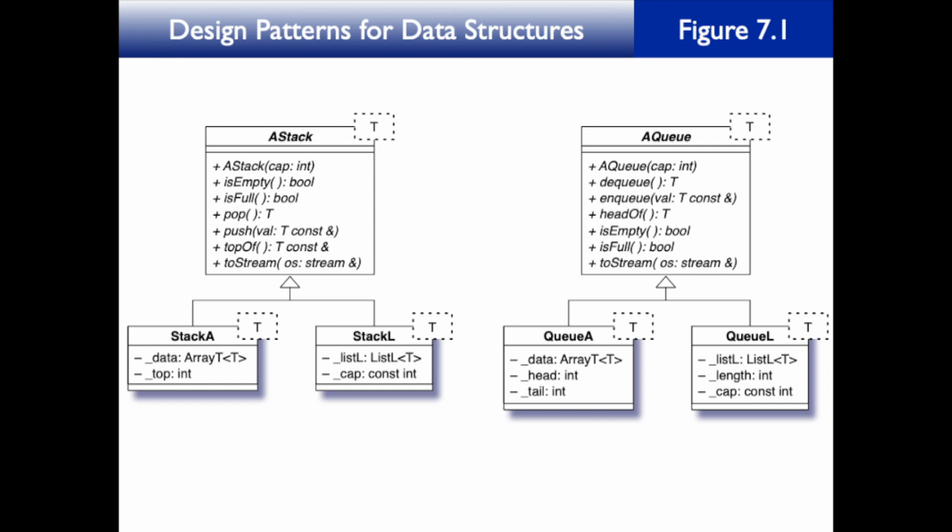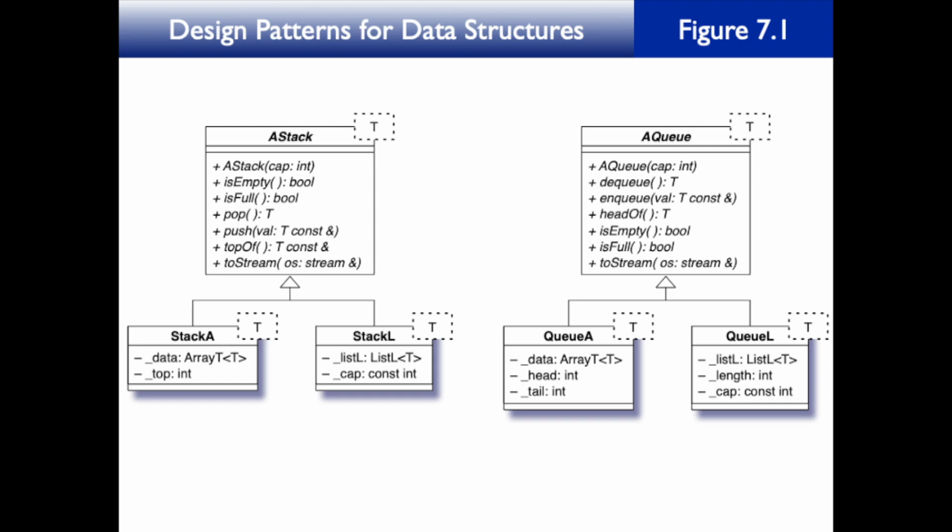We have two new classes now. On the left, we have AStack, which stands for abstract stack, and on the right we have AQ, which stands for abstract queue. The subclasses of AStack are StackA, which is an array implementation of the stack, and StackL, which is a list implementation of the stack. Similarly, for the queue, we have QA, which is the array implementation of the queue, and QL, which is the list implementation of the queue.